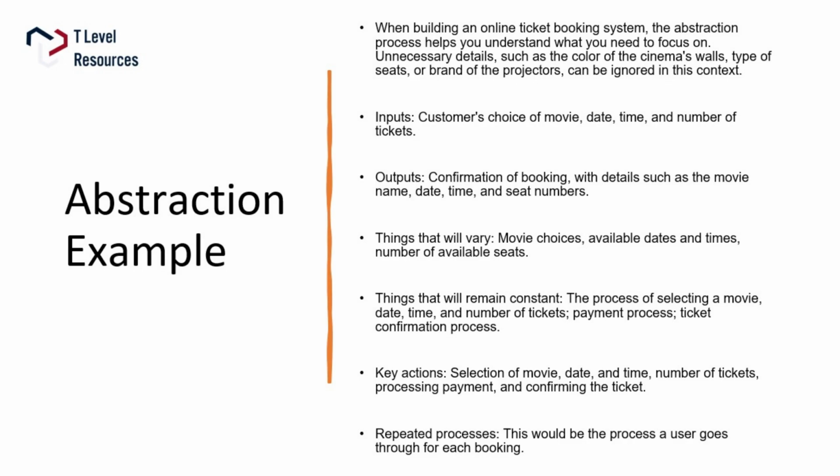The inputs: customer's choice of movie, date, time, and number of tickets. Outputs: confirmation of booking with details such as the movie name, date, time, and seat numbers. Variables: movie choices, available dates and times, number of available seats. The process of selecting a movie, date, time, and number of tickets. Payment process, ticket confirmation process. Selection of movie, date and time, number of tickets, processing payment, and confirming the ticket. And exit processes. This would be the process a user goes through for each booking.